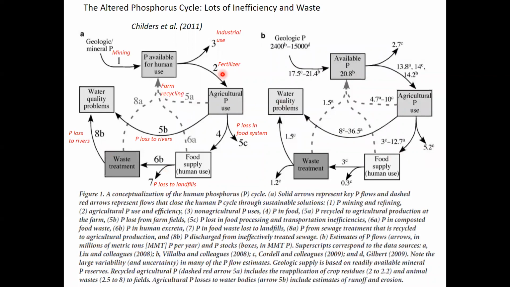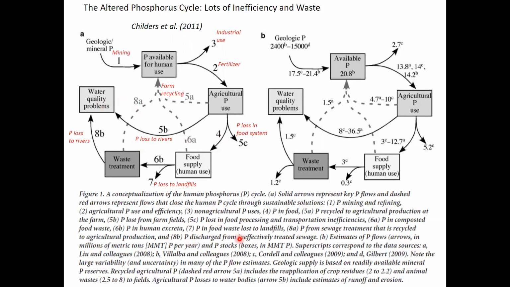So in the Childers et al. article, they talk a bit about the inefficiency and waste in these altered phosphorus cycles. And the difference between these being, here we're seeing some actual numbers associated with this phosphorus that's moving, not in a loop, but actually in sort of a one-way path through the food system.